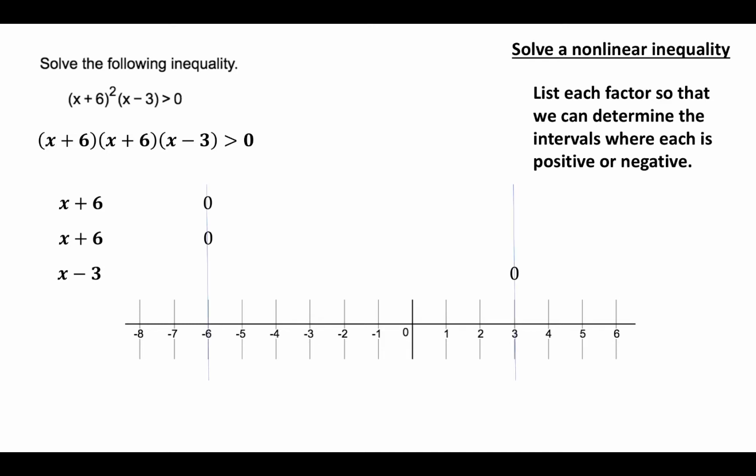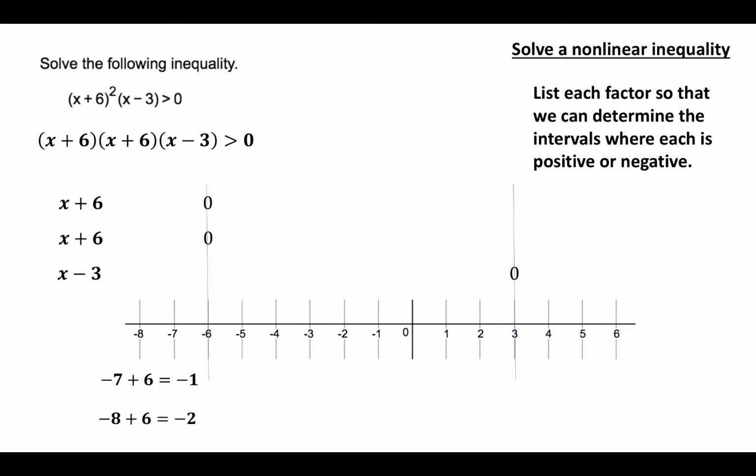Now we will extend vertical lines through these zeros and down through the number line so that we can map out the positive and negative signs for each of these factors over the real numbers. We can see that we have divided the number line into three parts: the part that is less than negative 6, the part that is between negative 6 and 3, and the part that is greater than 3.